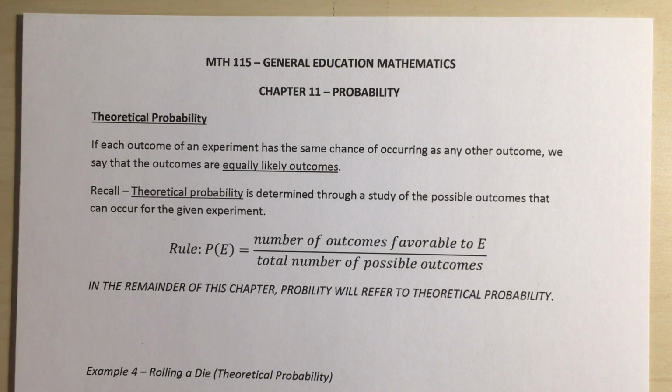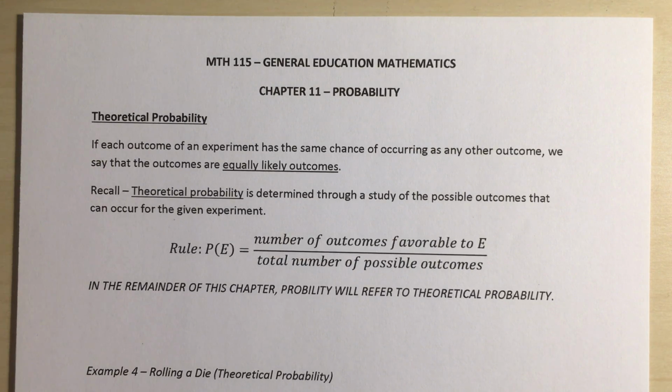So next we're going to switch our attention and our focus, and we're going to think about theoretical probability. If each outcome of an experiment has the same chance of occurring as any other outcome, we say that outcomes are equally likely outcomes. Theoretical probability is determined through a mathematical study of possible outcomes that can occur for the given experiment. It looks very, very similar to our rule for empirical probability: the number of outcomes favorable to event E divided by the total number of possible outcomes.